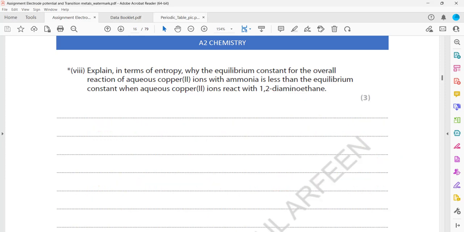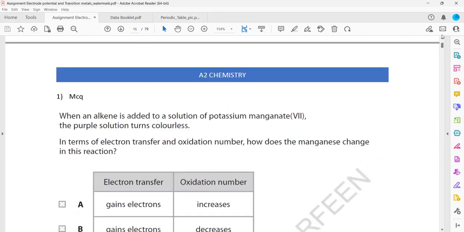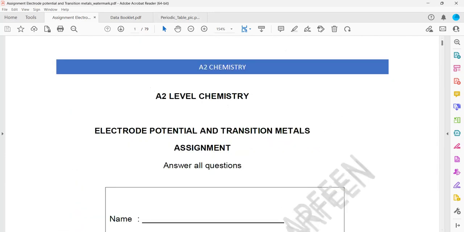So this was question 13 from electrode potential and the transition metals.